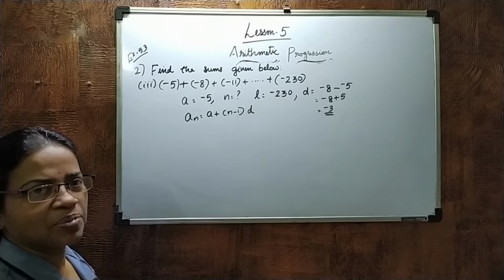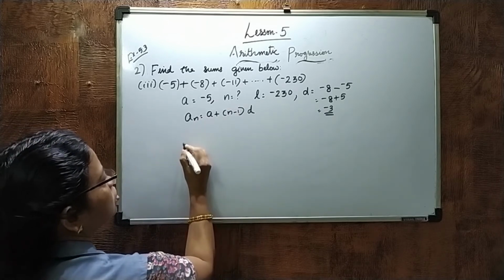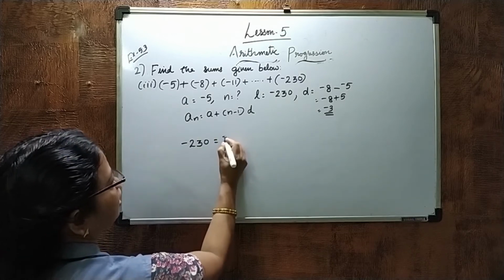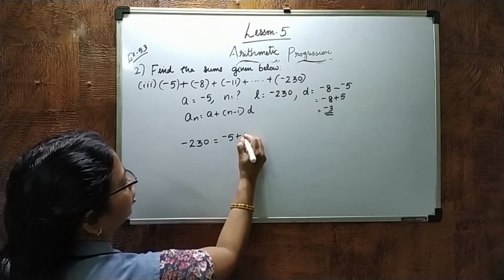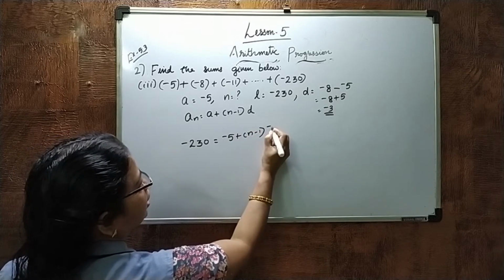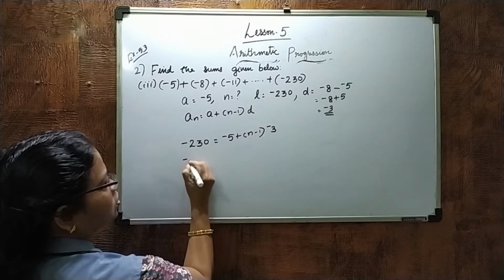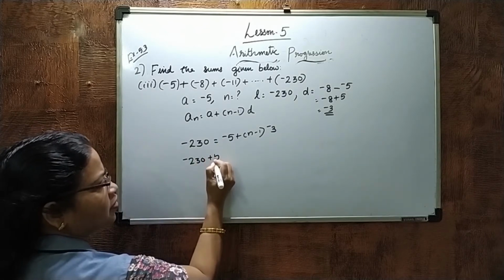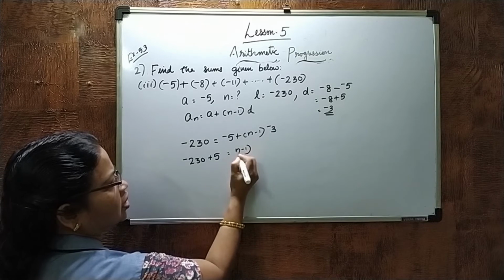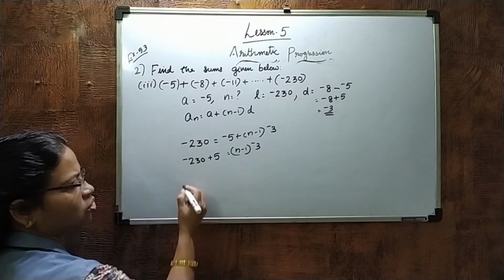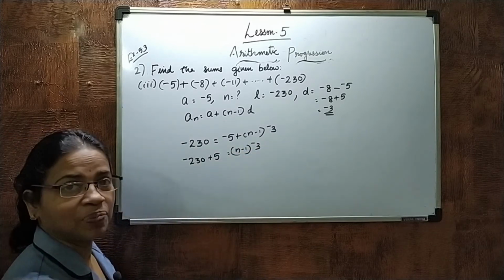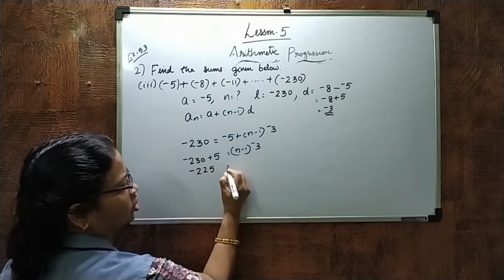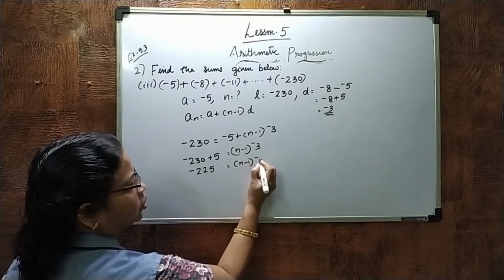What all things are given, now we will apply. an means the last term. So negative 230 equals, a is negative 5, plus n we have to find out, into d which is negative 3. So negative 230 minus 5, come to here, it will be plus 5, equals n minus 1 into negative 3. So it will be negative 230 plus 5. It is negative 225 equals n minus 1 into negative 3.